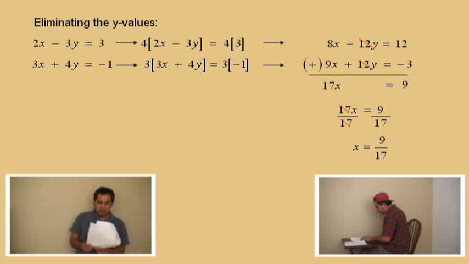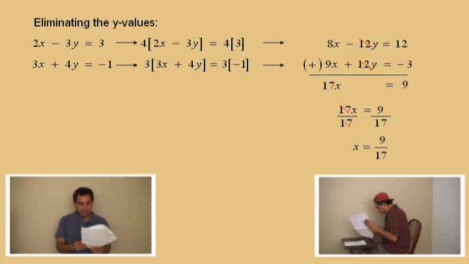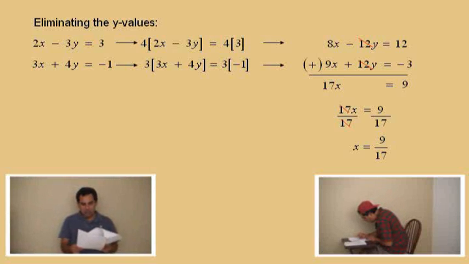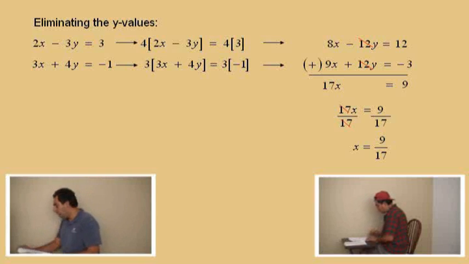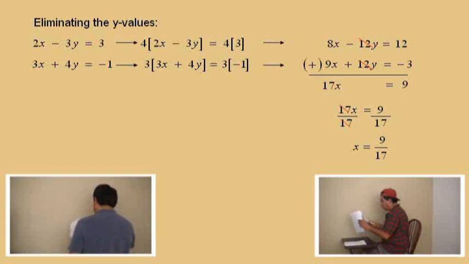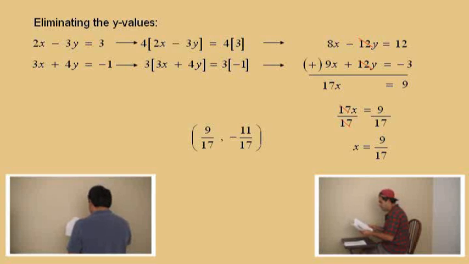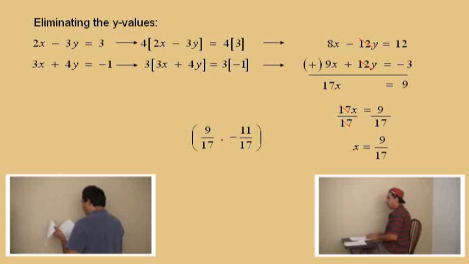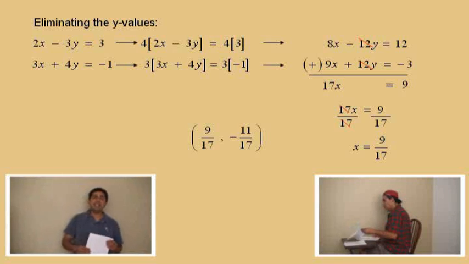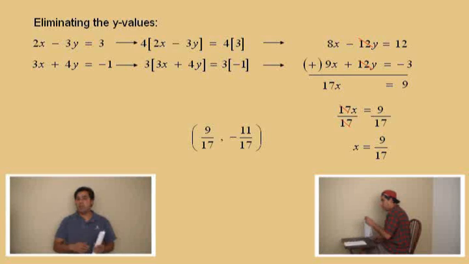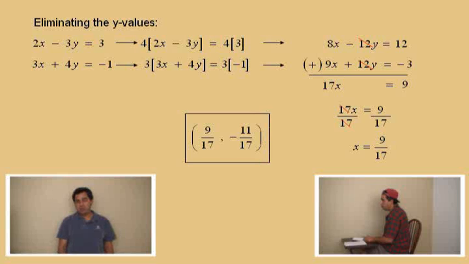Remember, from the previous page in your workbook, if you're using the worksheets, y was a negative 11 over 17. And the x value is what, Charlie? 9 over 17. Okay, so our ordered pair then is what, Charlie? What's the point of intersection? 9 over 17, comma, negative 11 over 17. Very nice, Charlie. That is solving the system of linear equations by the elimination method. Remember, this ordered pair is the intersecting point of those two lines.